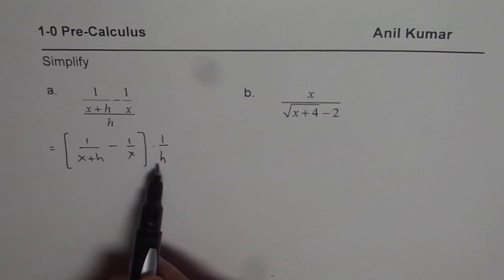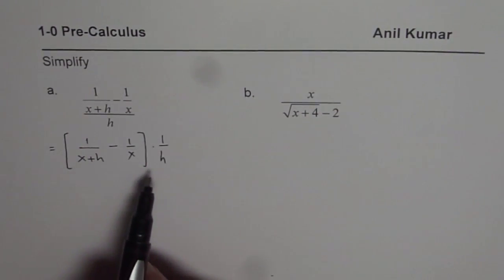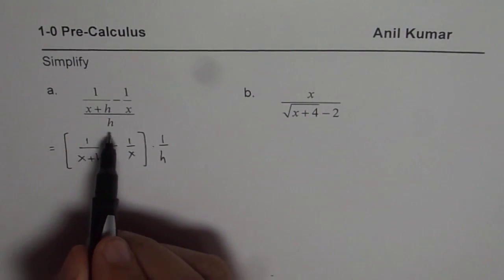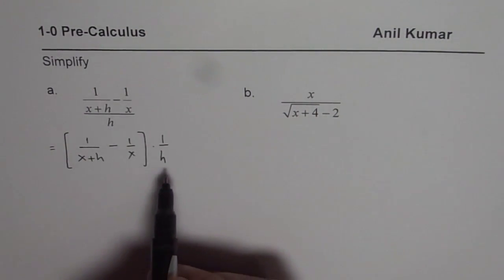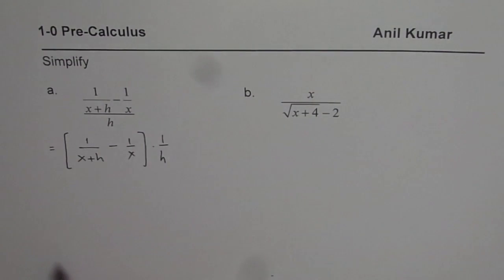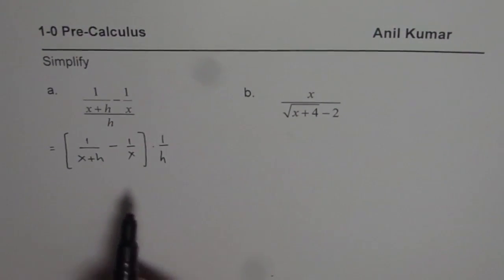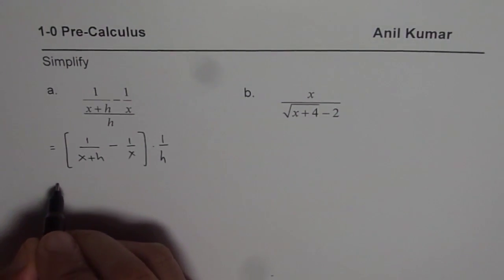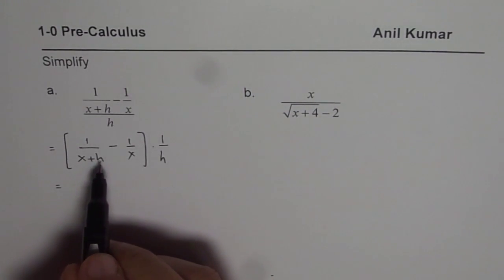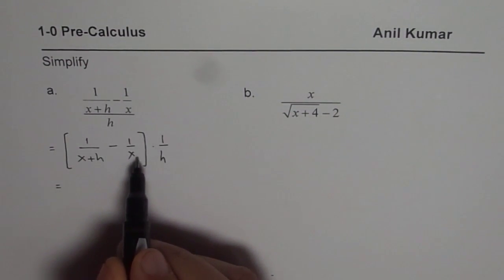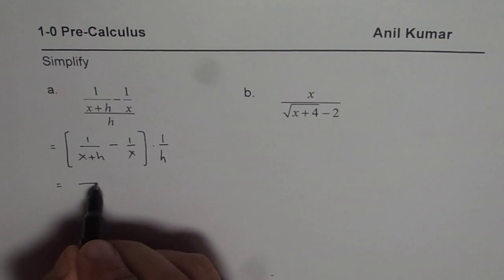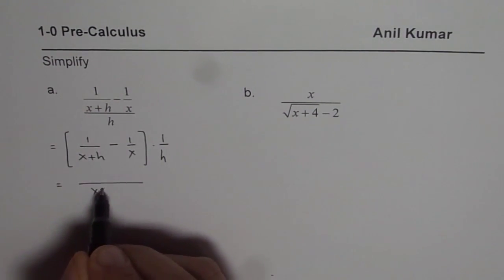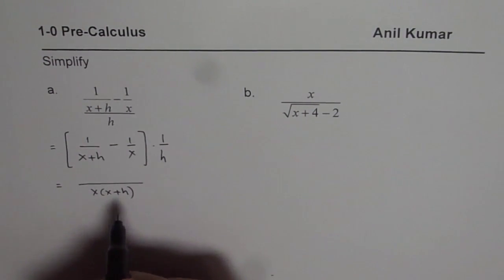As soon as you write like this, it becomes much simpler, right? If this was h over something, I would have multiplied by something over h, right? So you get a multiplication statement which is simpler. So that is indeed the very first step you should be doing. And the second step is, these rational functions, you need to have a common denominator. So x times x plus h is the common denominator.